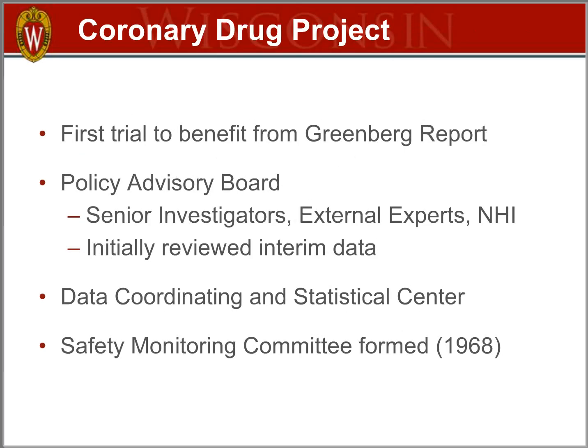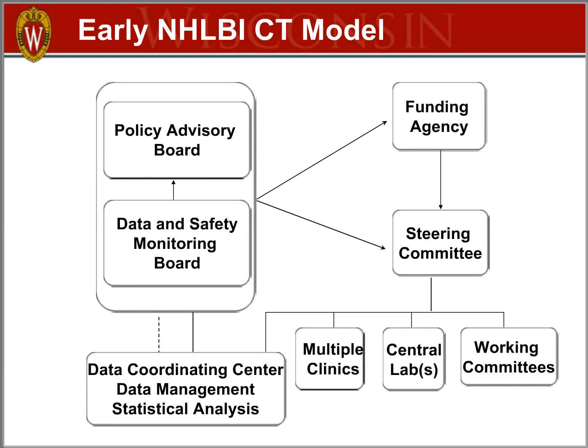The first trial to actually implement the Greenberg Report was really the Coronary Drug Project. It had an advisory board made up of senior investigators, external experts, and NIH staff, and initially they reviewed the interim data. There was a statistical center, or a data coordinating center, that pulled the data together and provided interim analyses. After they'd been operational for a few years, they realized that there was so much for the policy advisory board to do that they formed a subcommittee, which they called the Safety Monitoring Committee, to examine the accumulating data for benefit or harm. I've depicted here in this figure the overall organizational structure of that early trial.